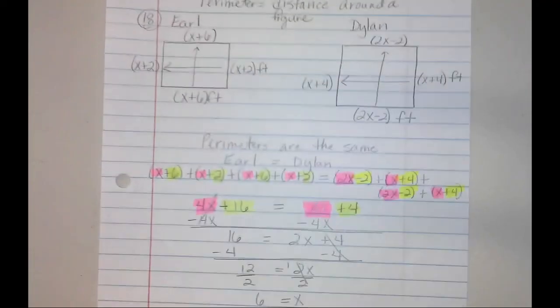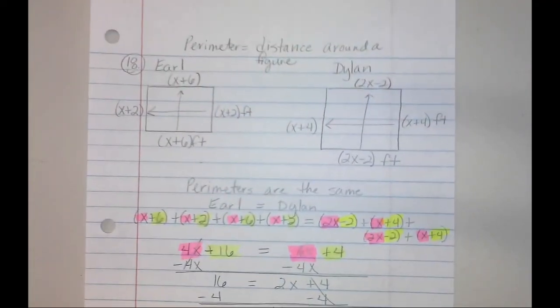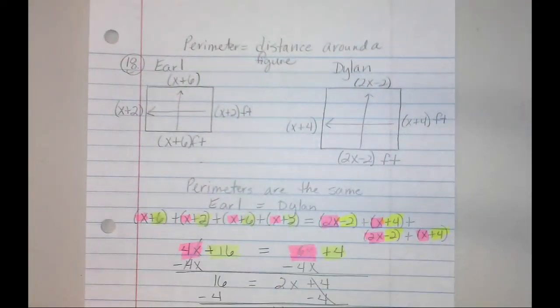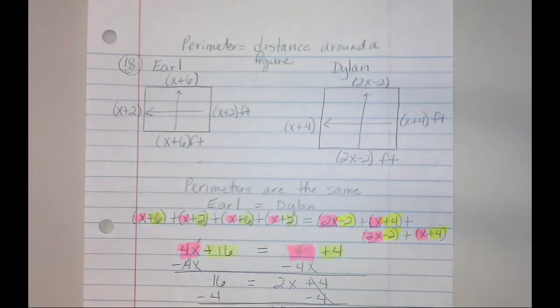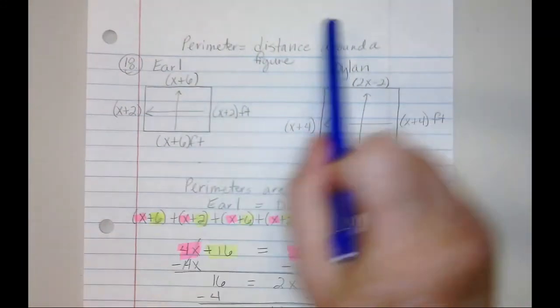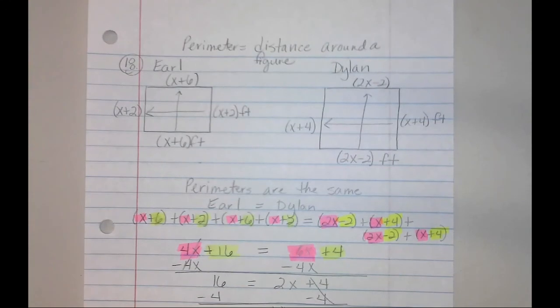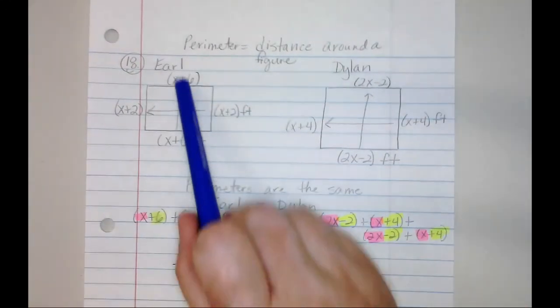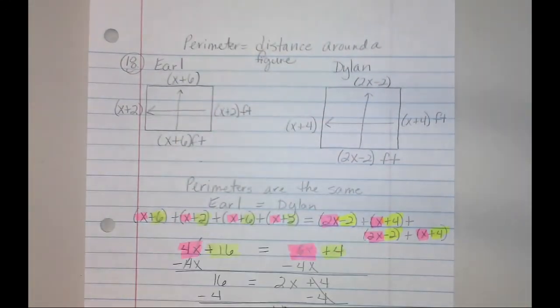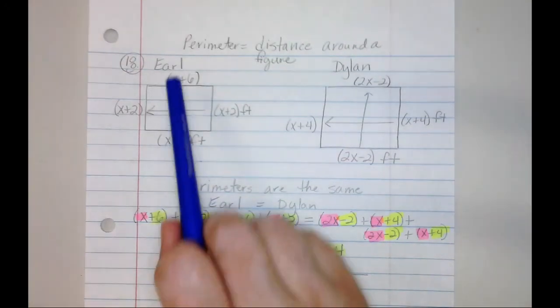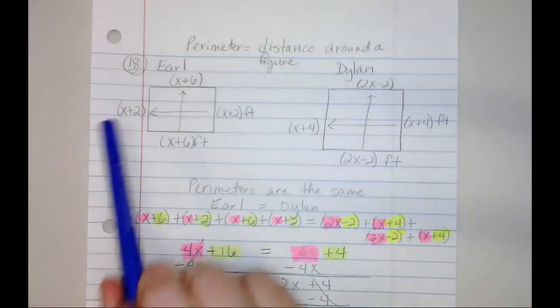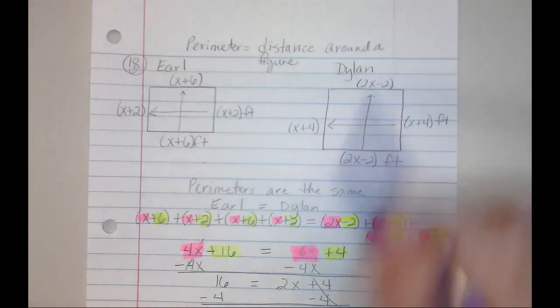All right, number 18 is just a really long problem. Earl and Dylan both have a flower garden, and the perimeters of their gardens are the same, and they want to know what is the length and width of Earl's garden. Now, when we talk about perimeter, we're talking about the distance around the outside of their gardens, or any figure. Well, we know in a rectangle that the sides across from each other are the same, so if this is x plus 6, that's x plus 6. If this is x plus 2, that's x plus 2, and so forth.